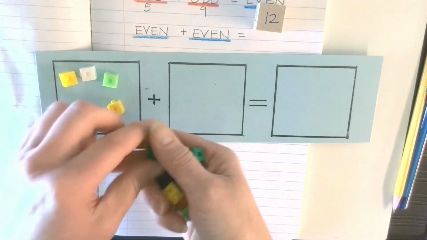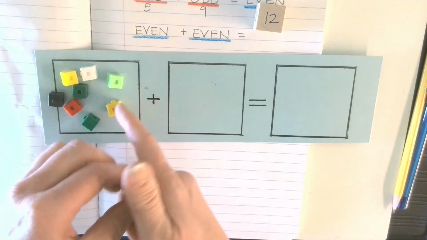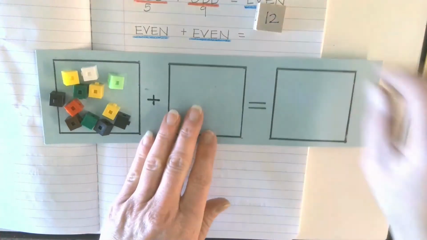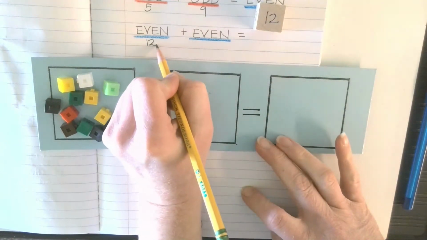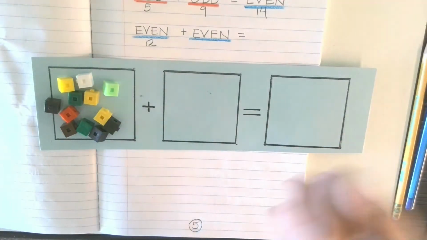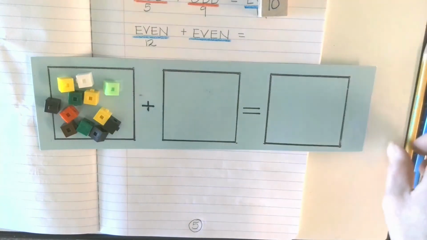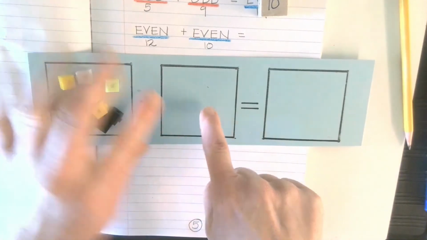3, 4, 5, 6, 7, 8, 9, 10, 11, 12. And then I'm going to put a 12 here. And then I'm going to roll again my even dice. And I got a 10. Wow. I got some big numbers. So now in this spot for the second addend, I need to put 10.